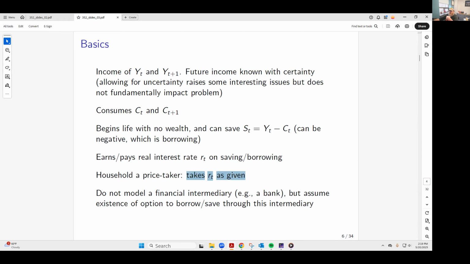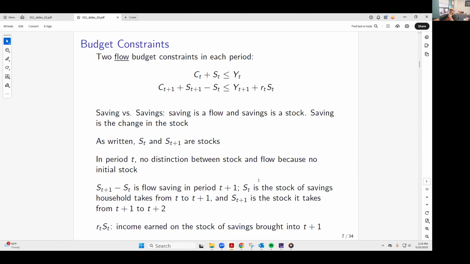We're going to assume that the household has no influence on the interest rate. So there's no market power in this particular model. And so the representative household is a price taker, an interest rate taker, if you will. And there's not going to be any sort of bank or anything in this particular model. We're only going to think about this from the perspective of the consumer.